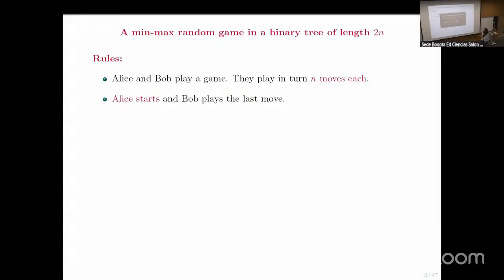So in total, I have 20 moves. I'm going to assume that Alice always starts, and therefore Bob has the last move.